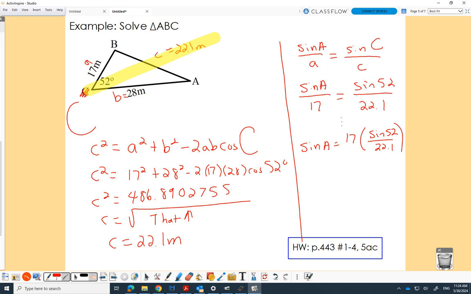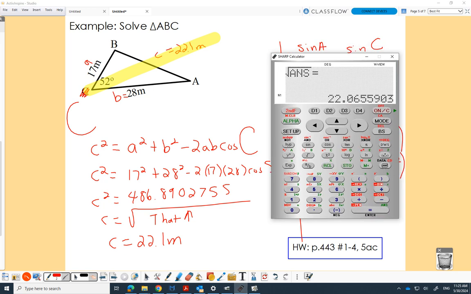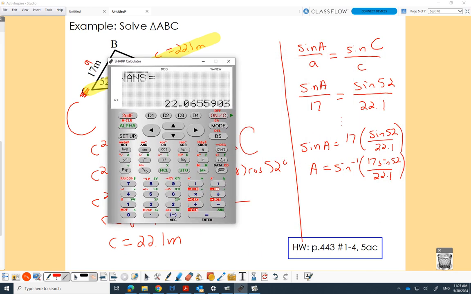So what has to happen here if I'm after an angle, though? I subbed. What's sine A? I don't have an A button. Yeah, I got to do the sine inverse of this whole mess, of 17 sine 52 over 22.1. You try typing it in. Make sure you and your calculator are friends. I do it all in one step.